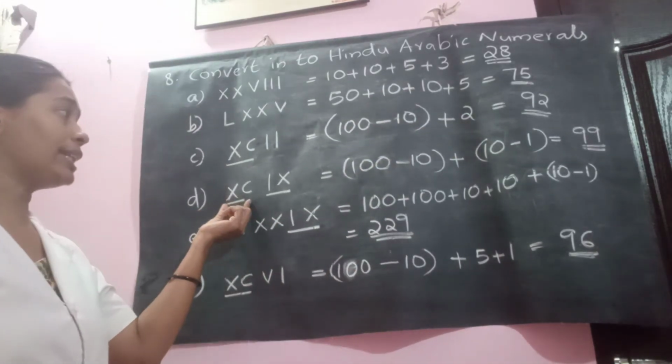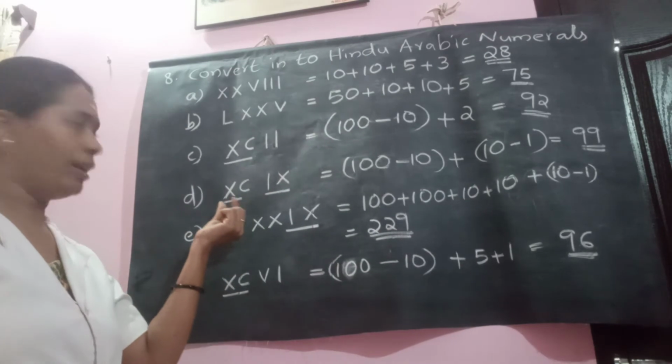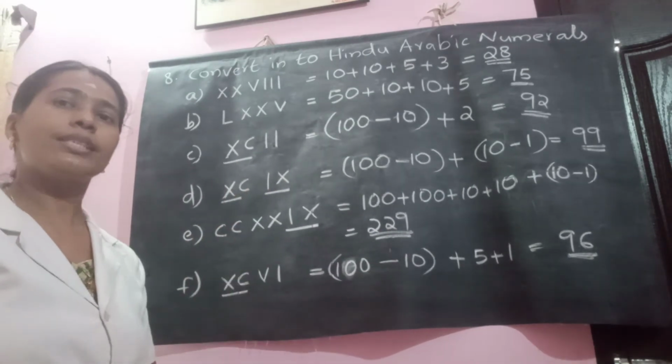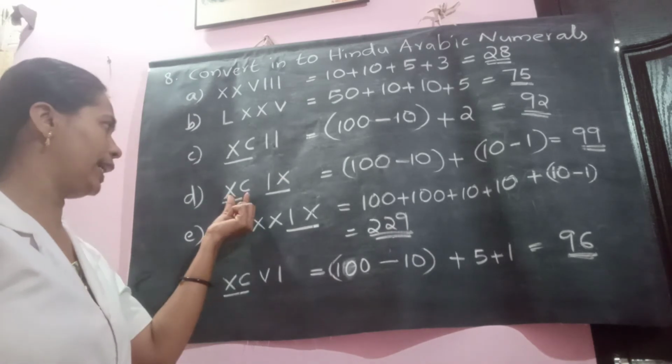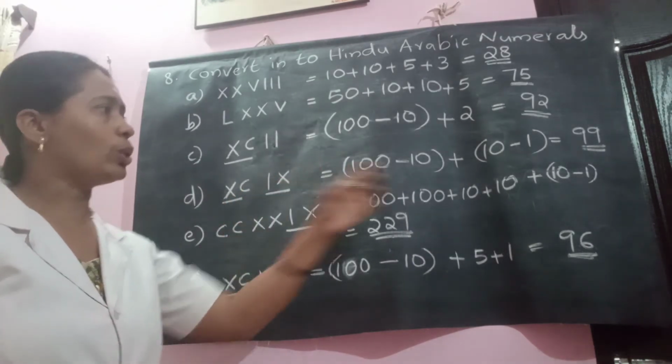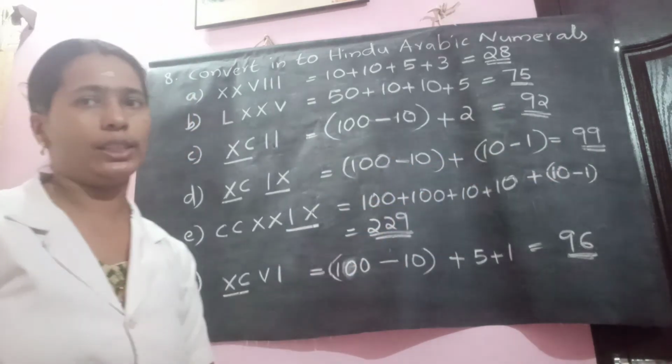Next one, XCIX. See the order. Small, big. Small, big. So what do you have to do? Subtraction in both cases. This is 100 minus 10. This is 10 minus 1. So 99.